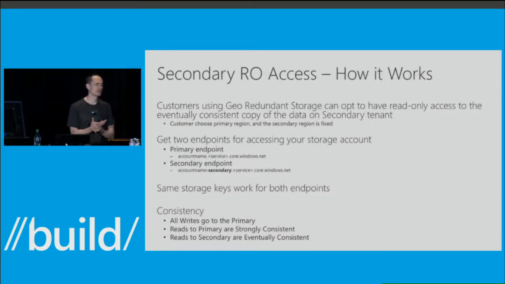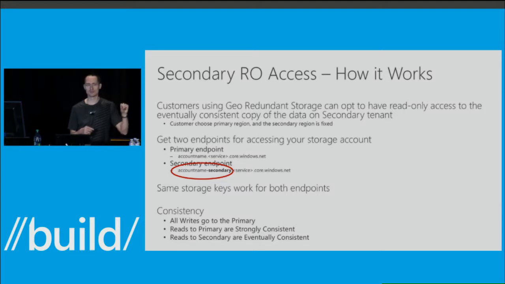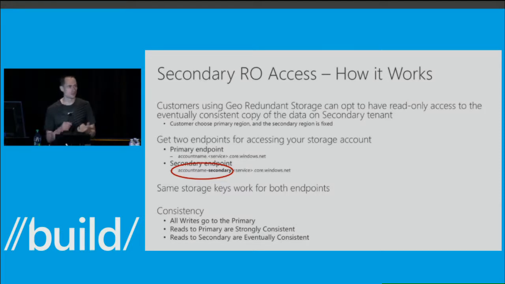When we provide this feature by the end of this calendar year, you'll be able to go into the portal and enable read-only access for your storage account. Once you've enabled read-only access, you'll have two endpoints with which to access your data. Shown here is the primary endpoint. This is the URL that you get today for accessing your storage account for blobs, tables, and queues. In addition, you'll get this new endpoint that you can use to access your data for reads, which is the same account name with dash secondary. Using this URL, you'll be able to do a get to retrieve an eventually consistent copy of your data in that other region. Note the same storage keys you use for the primary will work on the secondary.